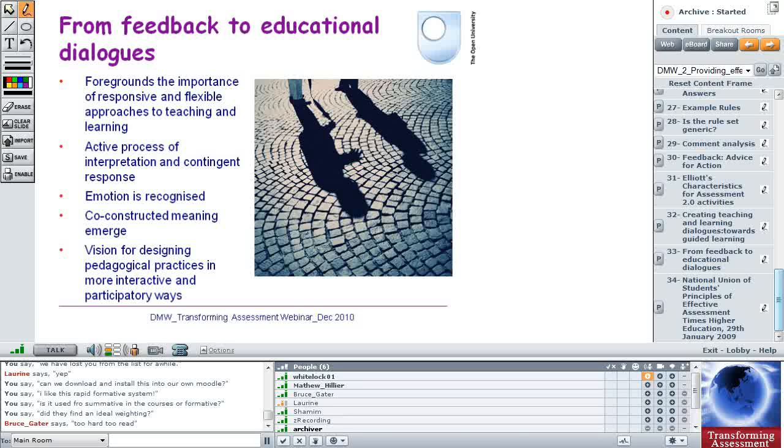Why do I think dialogue's important? Because I believe it does foreground the importance of responsive approaches to teaching and learning. And it makes explicit this active process of interpretation and response. I do want emotion to be recognized. And if we don't start to think about these learning dialogues and encouraging students, giving them the sorts of tasks where they can reflect and gauge their own learning, I'm not sure this co-constructed meaning will emerge, and also assisted with collaborative learning tasks.